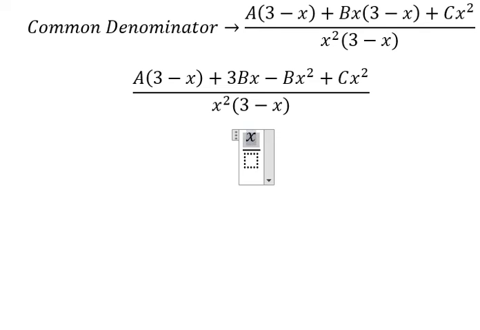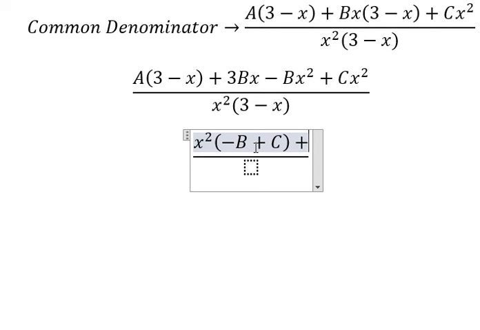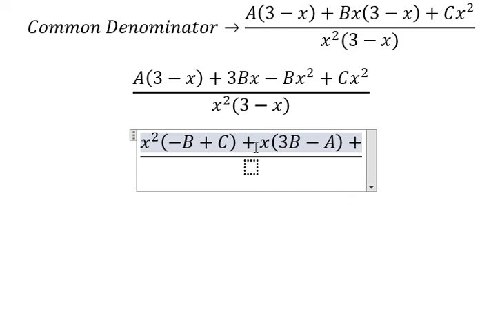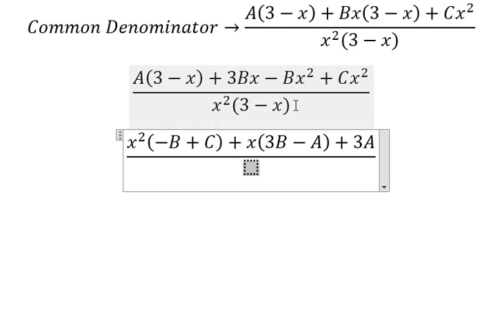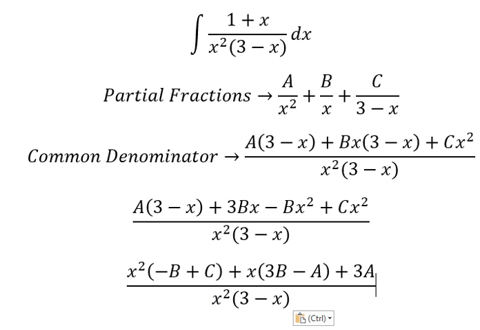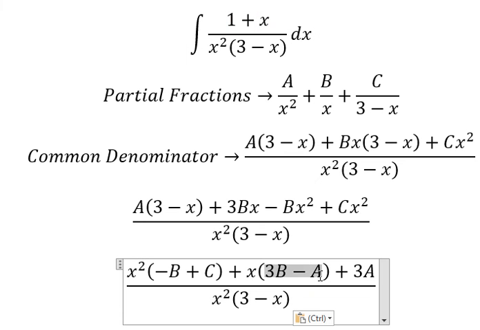Next, we need to arrange based on the terms of s. About s squared, we have negative B and C. About s, we have 3B minus A. About the numbers, we have 3A. Now, we need to compare coefficients. We have number 1, so 3A equals 1. About s, so 3B minus A equals 1. And the last one, we don't have s squared, so this one equals 0.